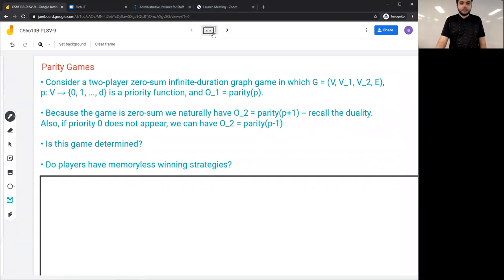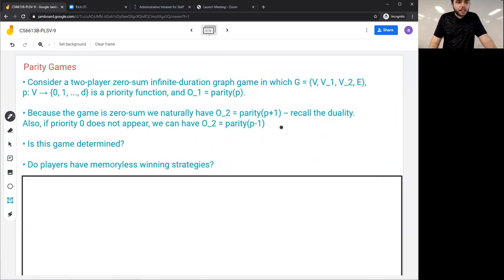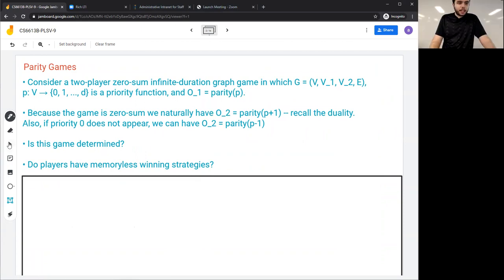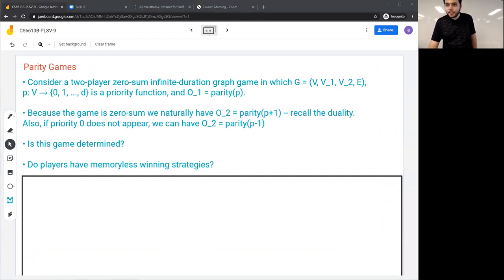Okay, so let's just get into what we have to cover today. The main topic that I'm going to cover today is basically parity games. And then if we have time, which is kind of unlikely, we can go to the next module and talk about automata on infinite words as well.